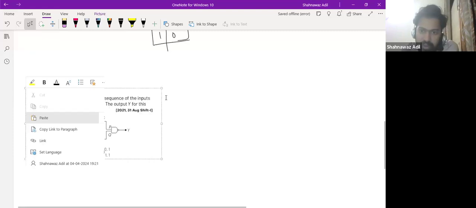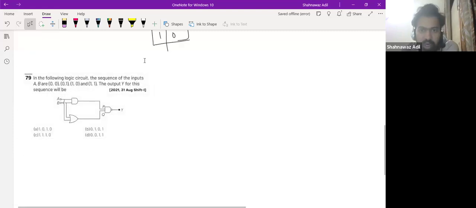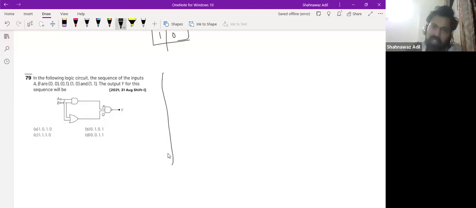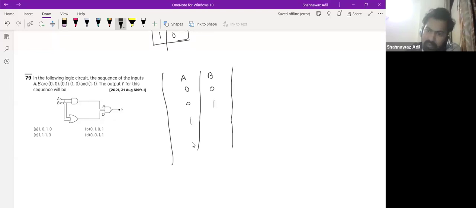Okay, so we have this question, right? Let's make the truth table, and from that it would be easy. You can also do this question using the idea of Boolean algebra, but let's do this question using the truth table. So you have A, you have B. The inputs are 0,0, 0,1, 1,0, and 1,1. And then what is the output? Let's check that.